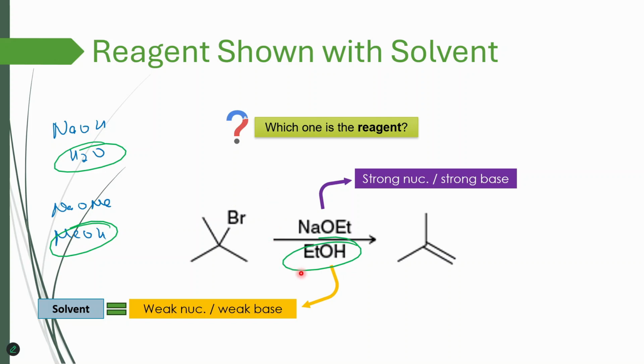And if you don't show the solvent explicitly, like in this case, you always have to assume that a solvent is present for the reaction to occur efficiently. Otherwise, it's almost impossible. Solvent is very important for reactions, not just for substitution and elimination, but in general.